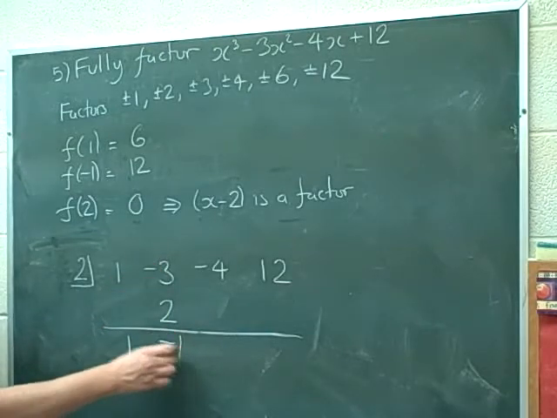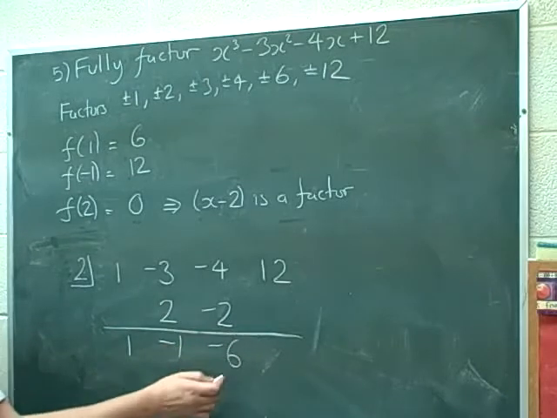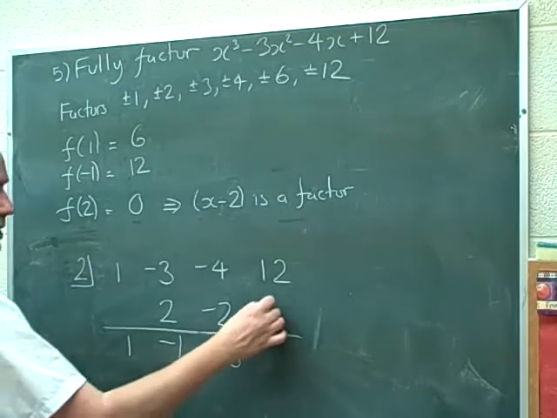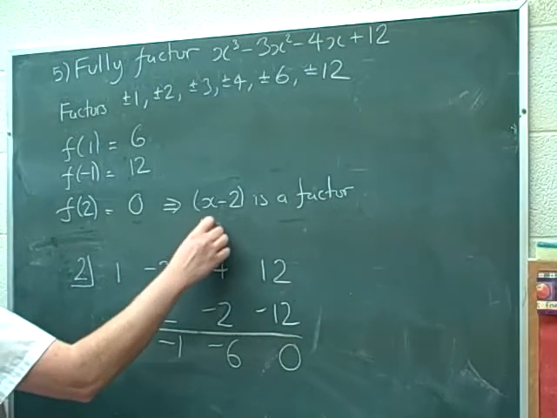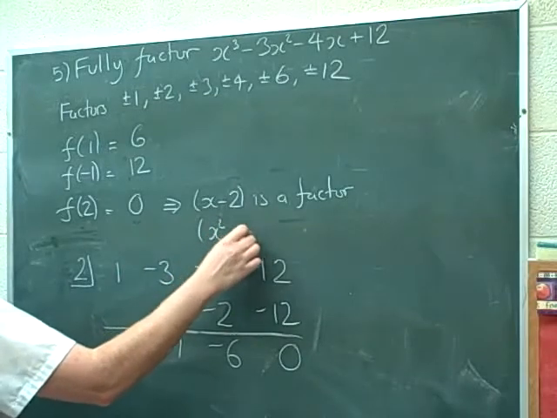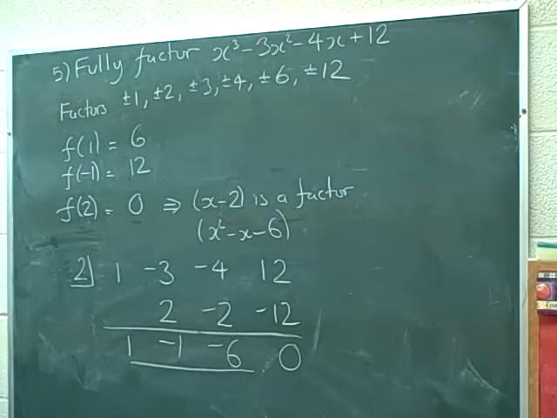Add these together. Multiply back. Negative 4 take away 2 is negative 6. And 2 times negative 6 is negative 12, giving 0. So we've actually got our factors now. X minus 2 and x squared minus 1x minus 6, which I got from these three numbers here.